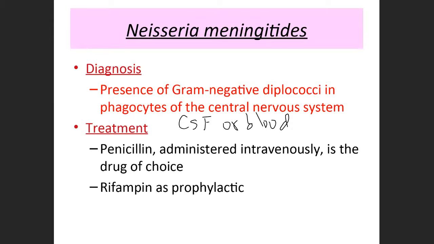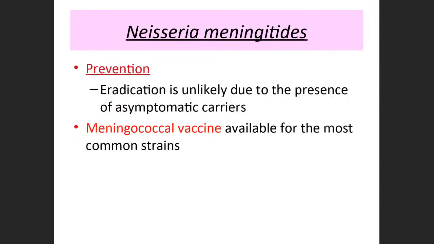Penicillin is still, obviously intravenously, effective against some of the Neisseria. Rifampin is used as a prophylactic if the patient has been exposed to the organism. There is a meningococcal vaccine, which is good for most common strains.